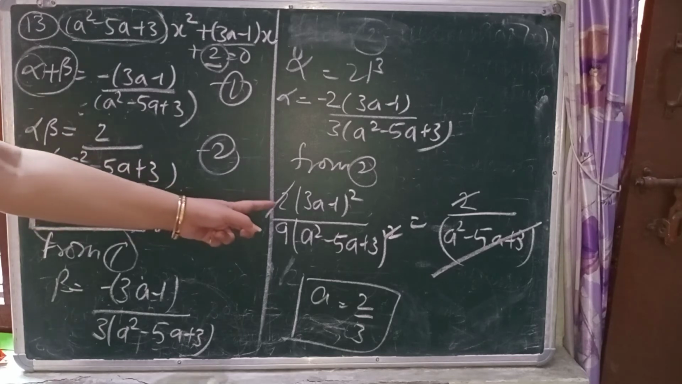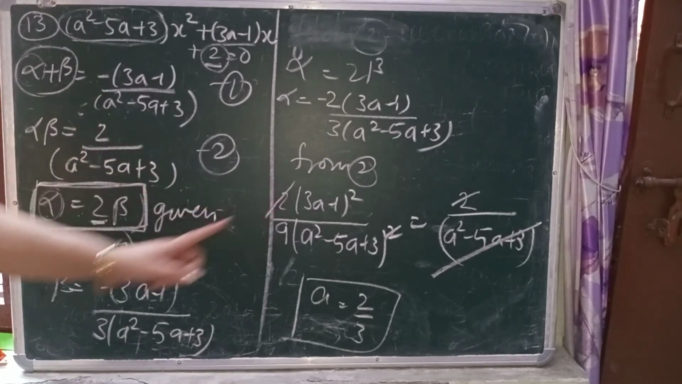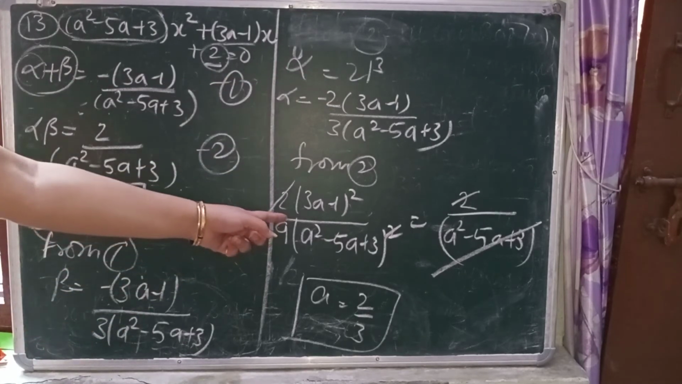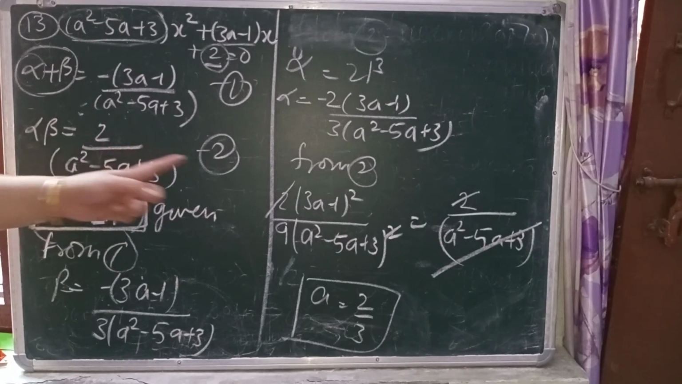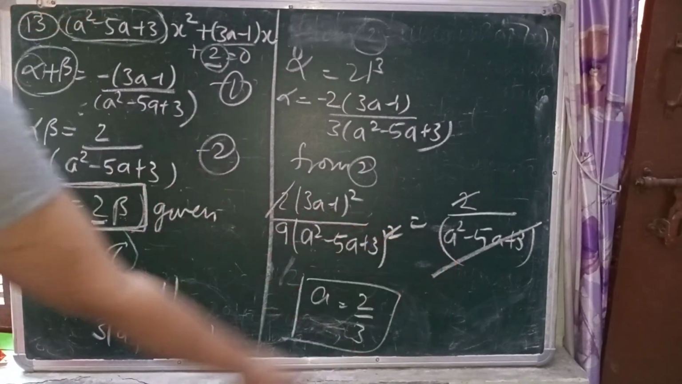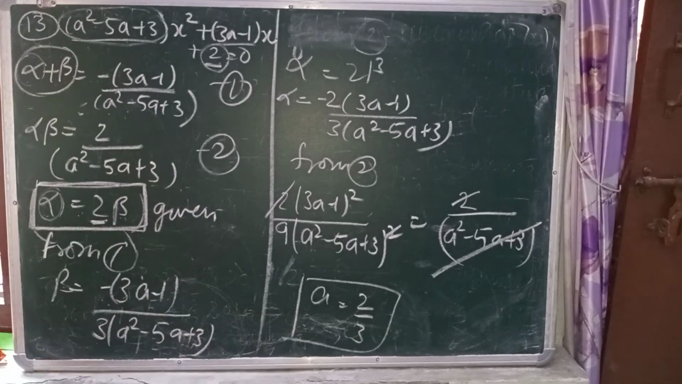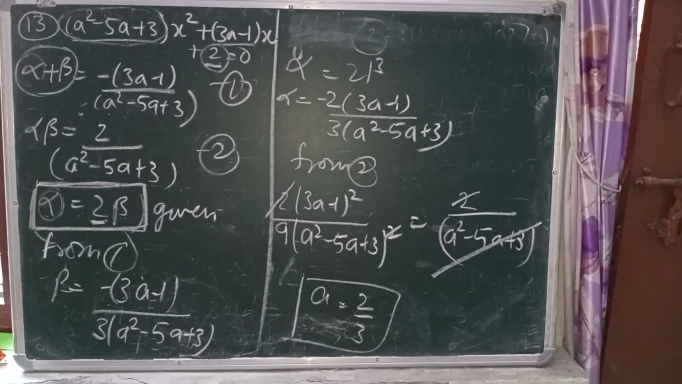So here I have used the value of alpha into beta, both multiplied, and I have written it here. That is equal to 2 upon a square minus 5a plus 3. Then I cancel 2 by 2, and one of the powers of this is cancelled by this. Then this will change into a quadratic equation, and after solving the quadratic equation you will get the value of a, a is equal to 2 upon 3. So this way you can do these types of questions.